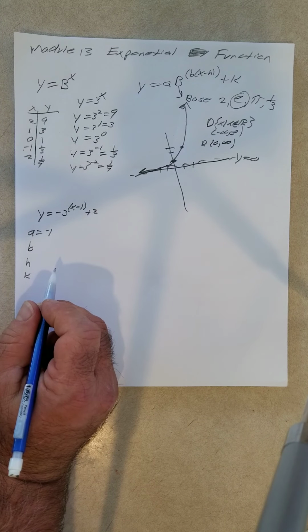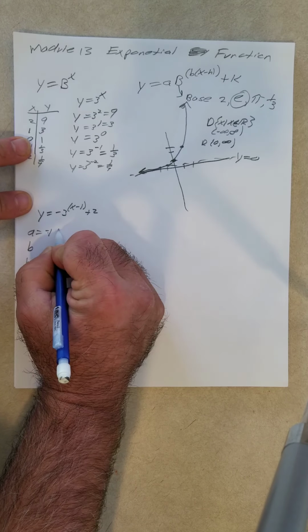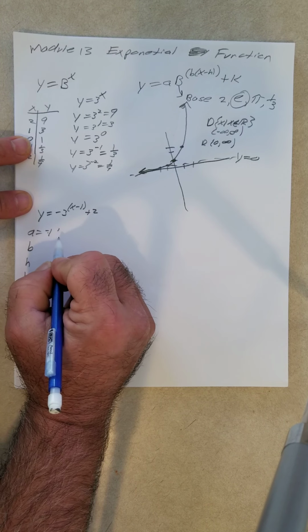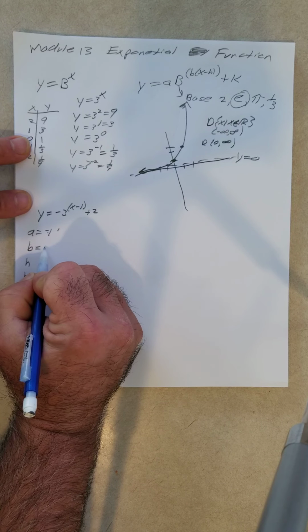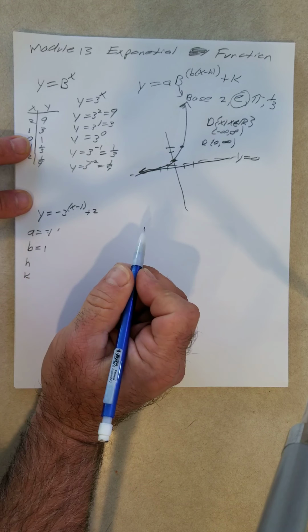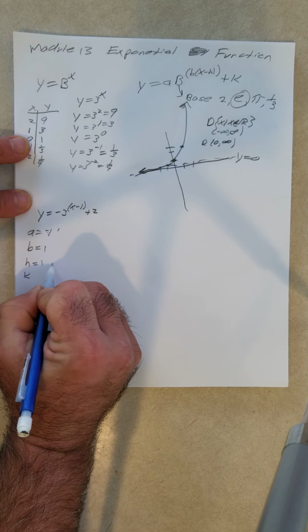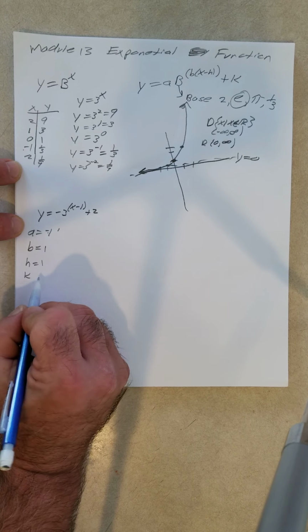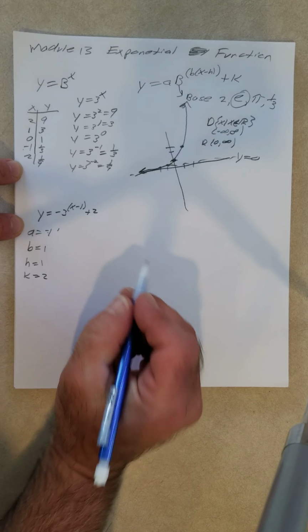It gets a little confusing, but the 3 is not your a. That, of course, is going to be a reflection over the horizontal axis with no stretch or compression. B is in front of x, so that's going to be a 1, which does nothing. H gives me the opposite, so it's +1, which is a horizontal translation to the right by 1 unit, and a vertical translation up 2.